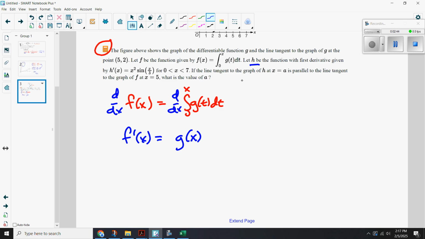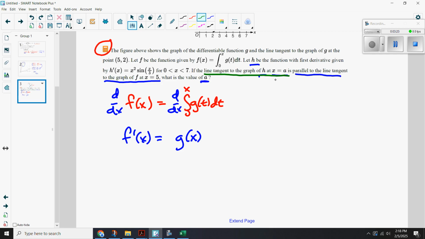Here's the complicated sentence. If the line tangent to the graph of h at x equals a is parallel to the line tangent to the graph of f at x equals 5, what is the value of a? That is a complicated sentence and requires some thought. Well, it says the line tangent to the graph of h at x equals a is parallel to the line tangent to the graph of f at x equals 5.